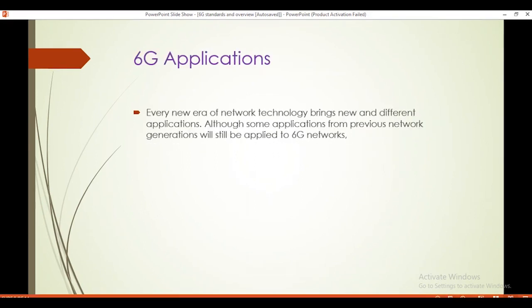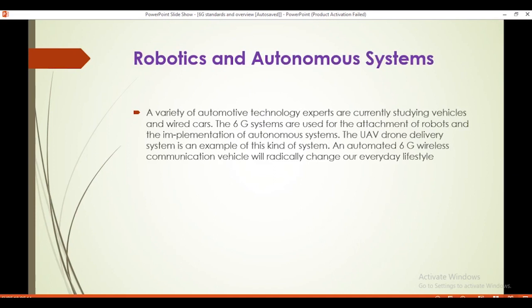In this section, we talk about the 6G applications. As we know, every new era of network technology brings new and different applications, although some applications from previous network generations will still be applied to 6G. In the following slides, we will talk about some 6G applications. Let's start with this one, robotics and autonomous systems.